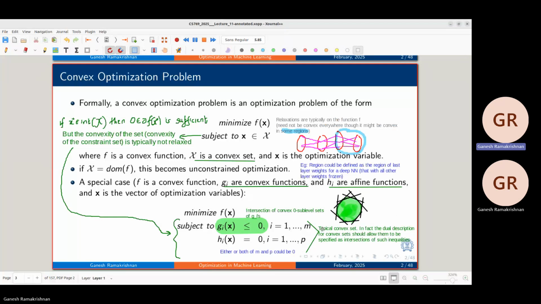In fact, it also is closely related to the dual characterization of convex sets as an intersection of multiple half spaces. Remember, a primal way of describing a polyhedron is through a convex hull of points, and a dual is description as intersection of half spaces. So, I mean, good to keep looking at multiple perspectives. Of course, both m and p both could be 0. That means we may have no constraints at all.